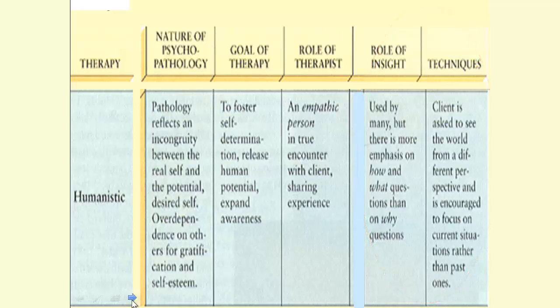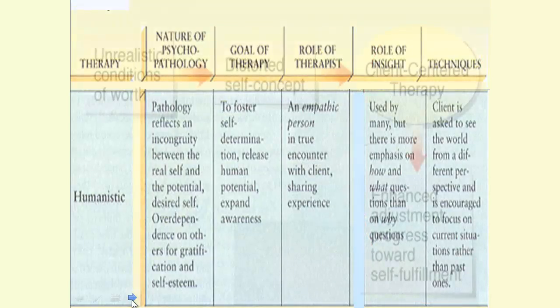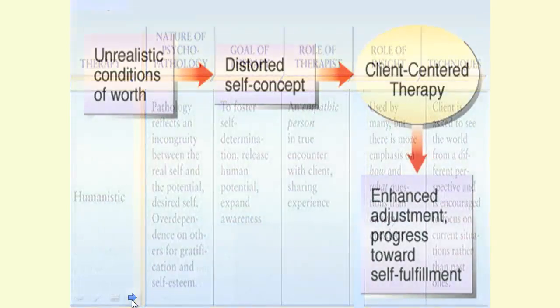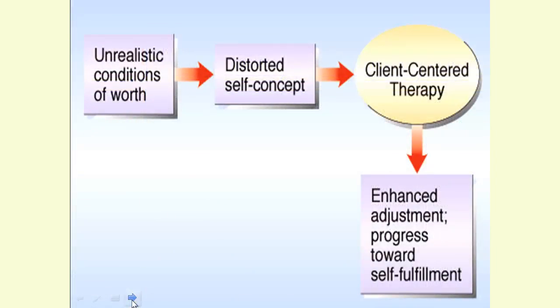Here we see that unrealistic conditions of self-worth based upon conditional positive regard causes alienation from the self with a distorted self-concept. With client-centered therapy, the client directing the treatment and the therapist giving unconditional positive regard, the result is supposed to be enhanced adjustment and progress toward self-fulfillment.